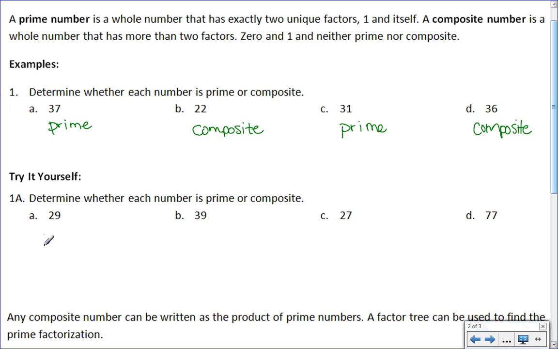Okay, the first one is prime. The second one is composite. That has 3 and 13 as factors as well. C is composite. It has factors of 3 and 9 in addition to 1 and 27. And D is also composite. It has factors of 7 and 11.